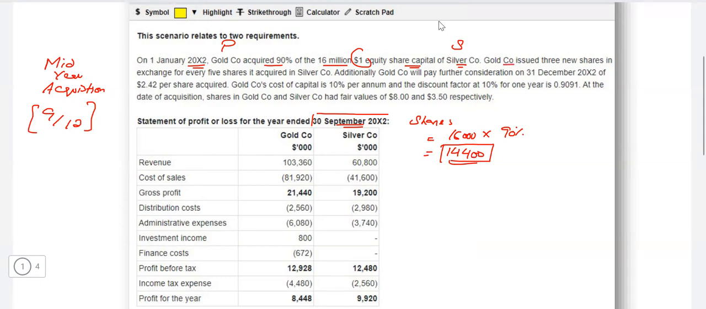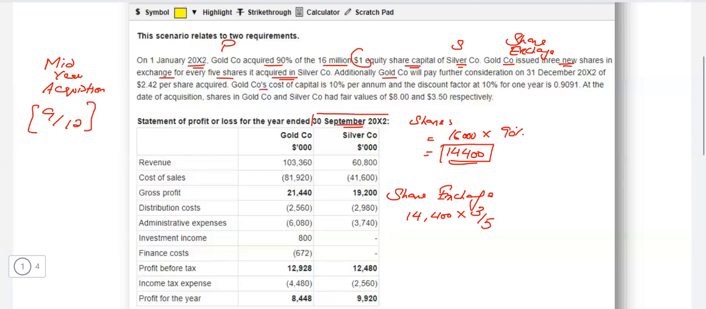Gold company issued 3 new shares in exchange for every 5 shares it acquired in silver company. So we know this is the share exchange, and we have the formula for it. The number of shares acquired, which we already know is 14,400, multiplied by the fraction. It says 3 new shares for every 5 shares, so the fraction would be 3 by 5, and multiply by the parent share price. We need to see how much it is.